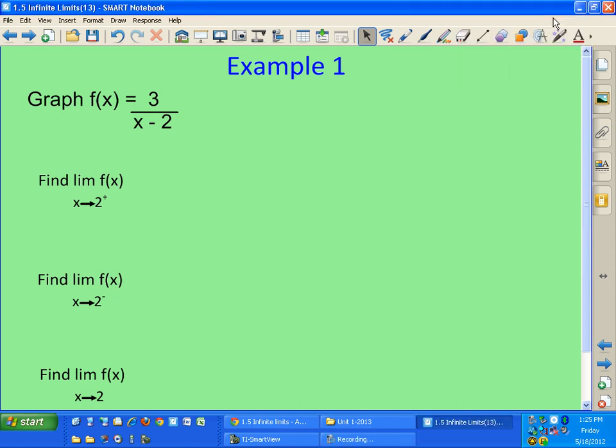Hello and welcome to section 1.5, infinite limits. In this section we are going to talk about what happens if the graph goes to infinity. This is one of the ways the limit does not exist, so we're going to talk about what's going on here.